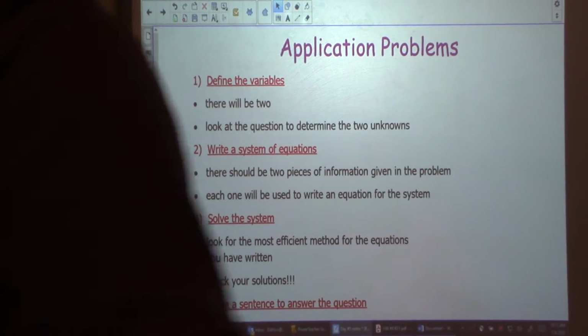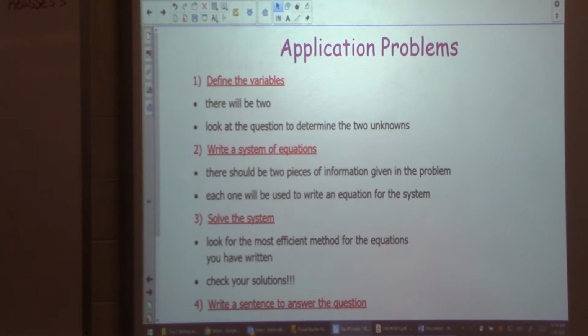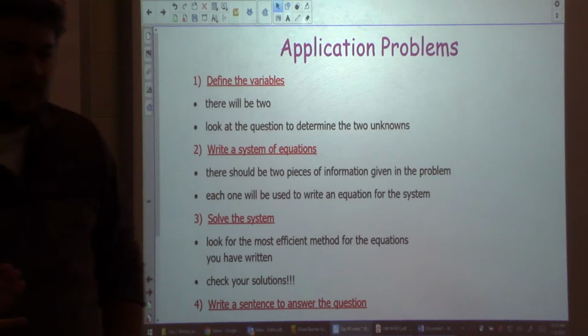Alright, so, application problems today. We have 4 steps in our application problem. Step 1 is to read the problem and to define your variables. What that means is there's going to be 2 variables in there that we're looking for, 2 unknowns. You need to figure out what they are and give them a label.